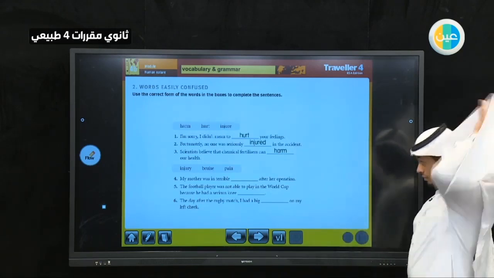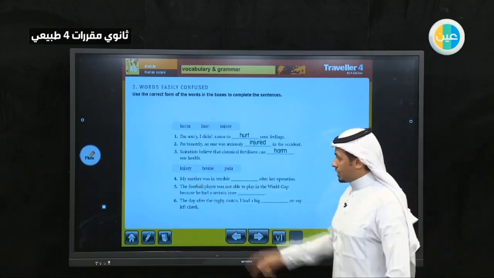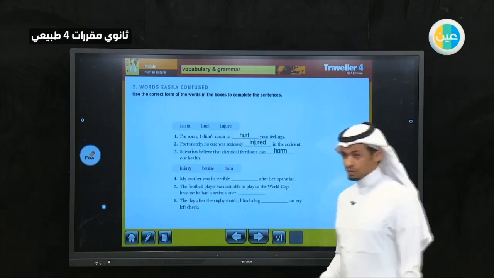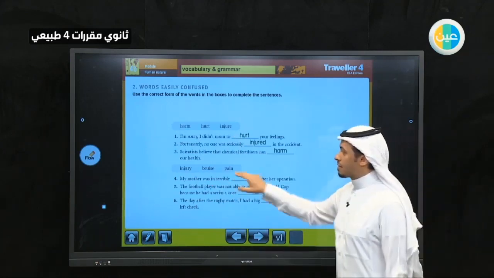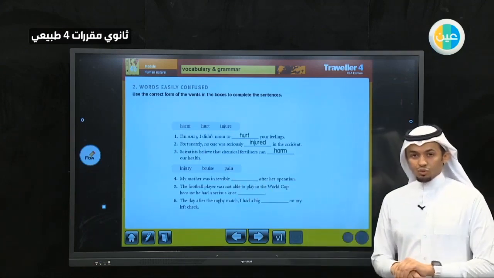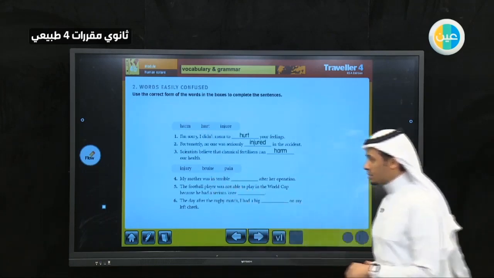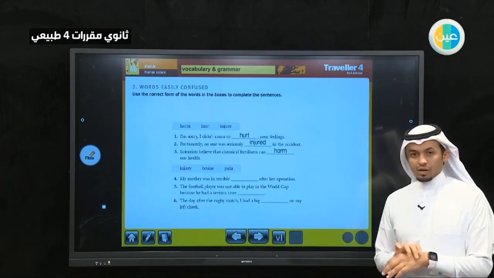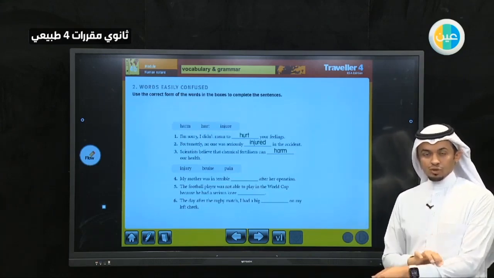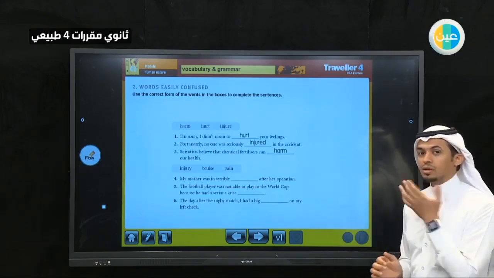Next group of words, we have injury. Injury is the noun from injure. A bruise, and pain. Pain is something that hurts you. This is pain. But a bruise is something that happens that is almost a dark color, like purple. When something hits you, or you hit something, and there is a purple color on your skin, this is a bruise.